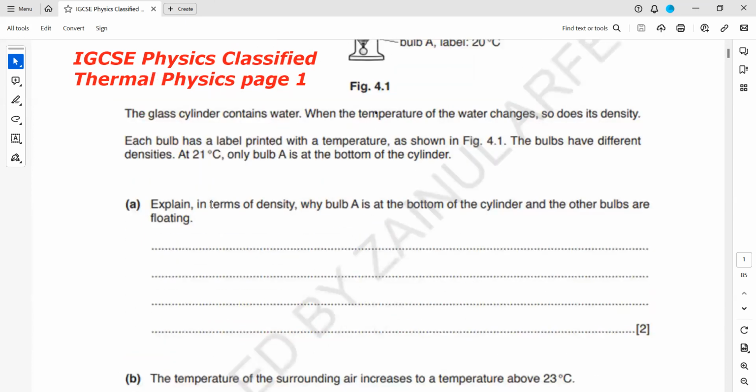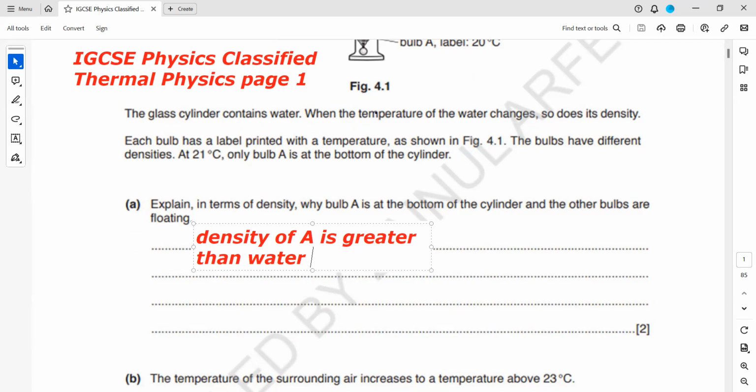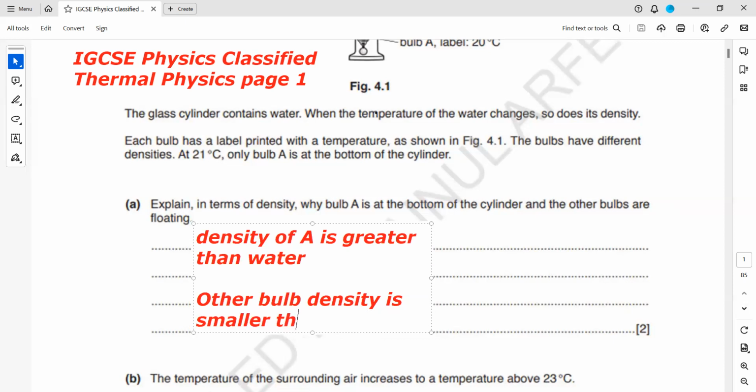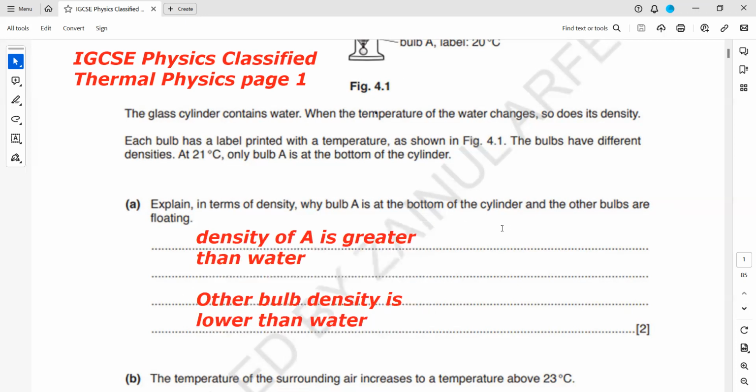So what will be your answer? You'll mention that the density of A is greater than the water, and the density of the other bulbs is smaller than, or lower than, water. That's why the other bulbs are floating. Because if the density of an object is high, the object will sink, and if the density is low, the object will float.